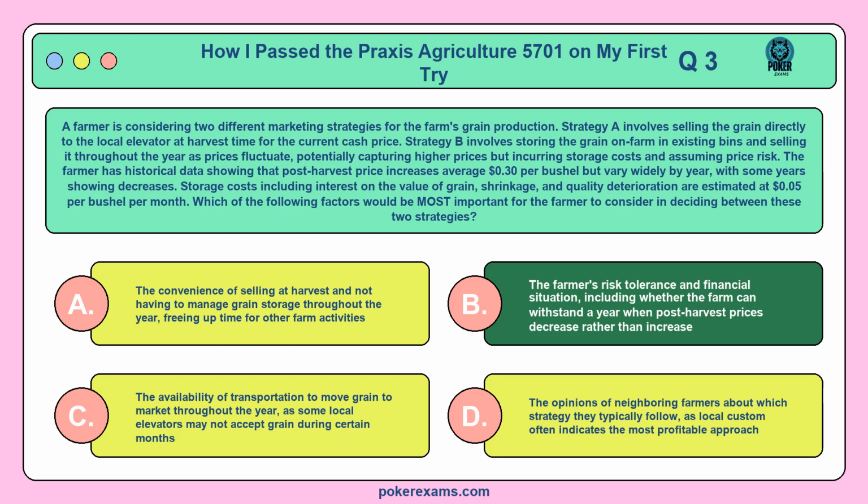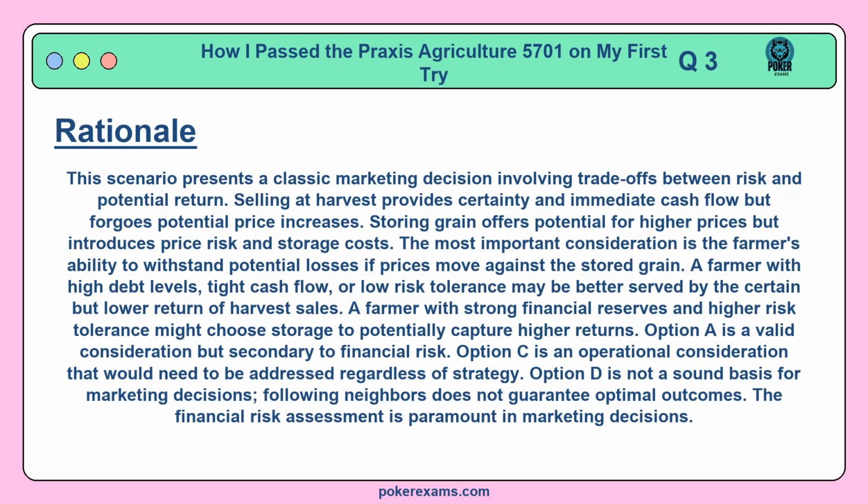The correct answer is B. This scenario presents a classic marketing decision involving trade-offs between risk and potential return. Selling at harvest provides certainty and immediate cash flow, but forgoes potential price increases. Storing grain offers potential for higher prices, but introduces price risk and storage costs. The most important consideration is the farmer's ability to withstand potential losses if prices move against the stored grain.